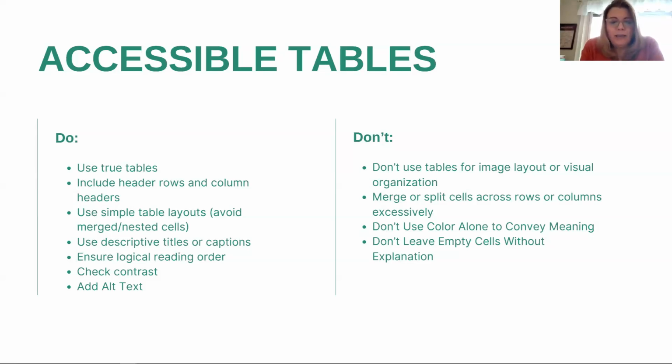And the next one is check your contrast. Make sure that your text is readable with good contrast against the background. And lastly, if you really need to, I know it's hard sometimes to create a table from scratch, especially like the one I just showed you that you can grab from a statistical source. If you need to use that type of graph or chart, add the alt text to that image.